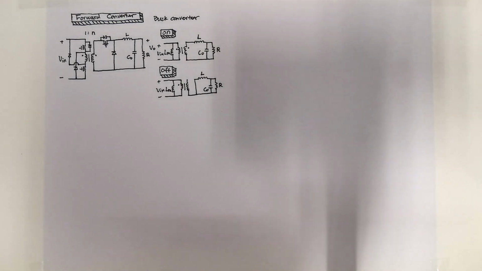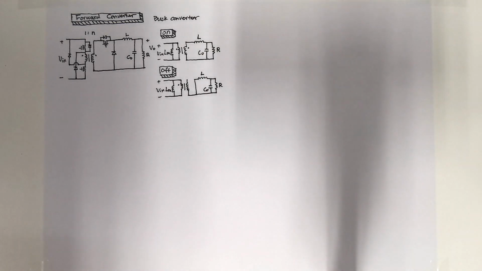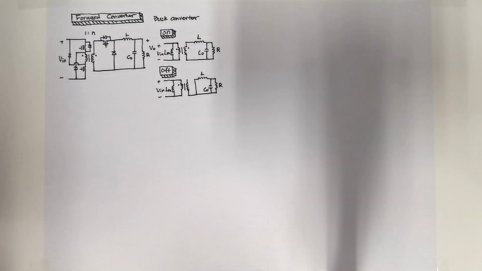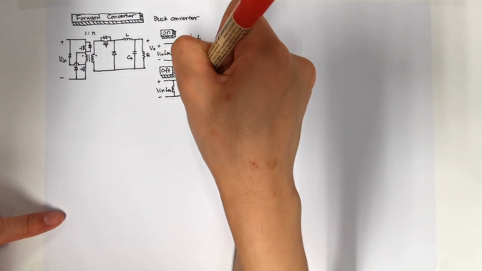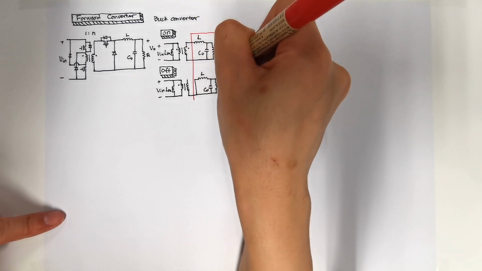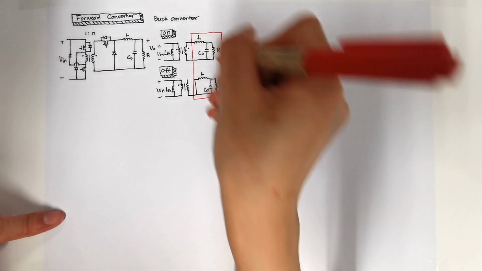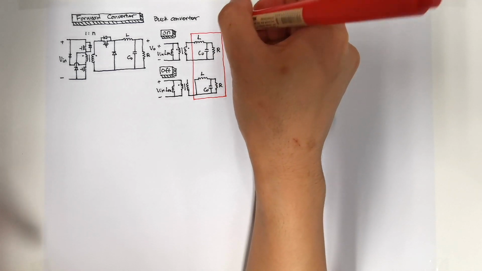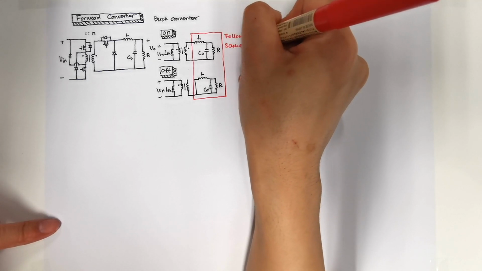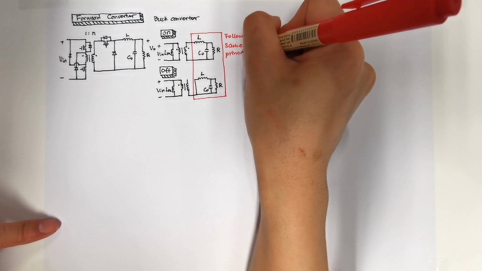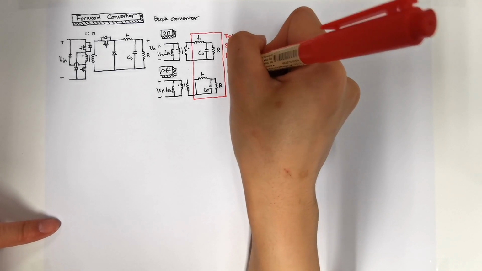First, let's still plot the on-state and off-state of the forward converter. So this is our on-state and off-state of our forward converter. It looks complex, but actually our secondary part, this whole part, is exactly the same as the buck converter. So this part follows the same principle of the buck converter.